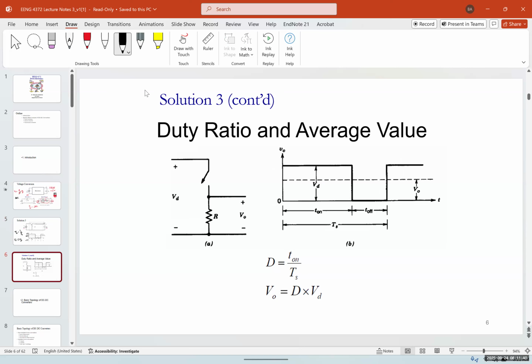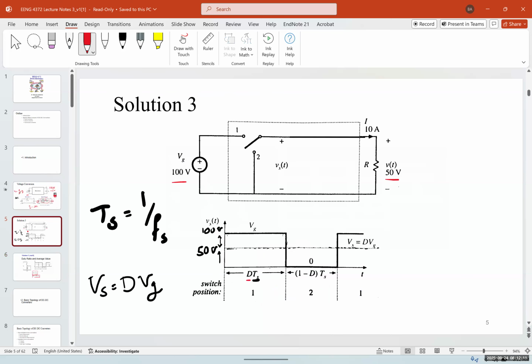So the duty ratio and the average value: the equation for the duty ratio D is equal to T on over TS, so the ratio of when the switch is turned on to the total period. And V out would be equal to D times Vd. Right here we can write V out as D Vd as well. Both of them are the same.